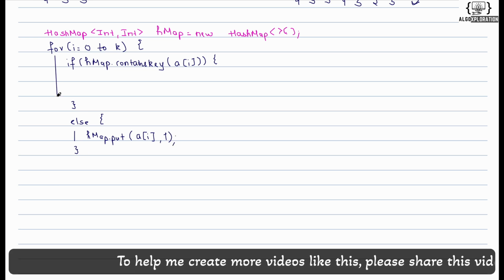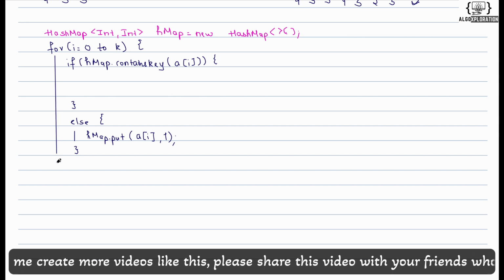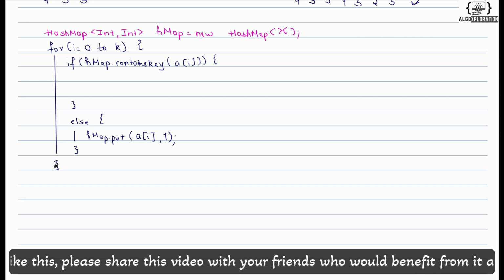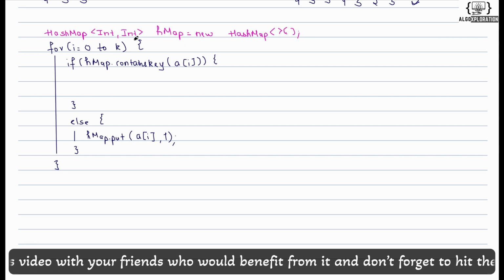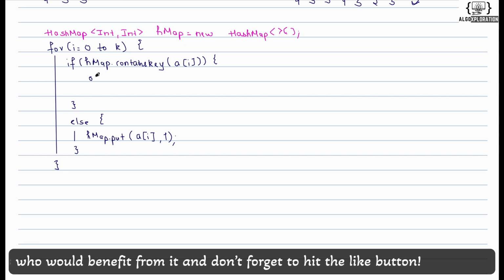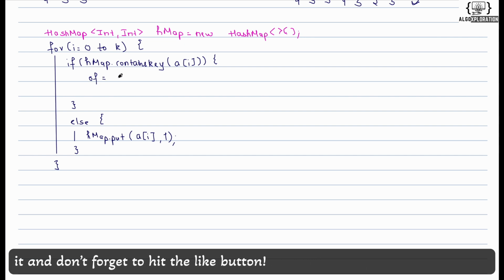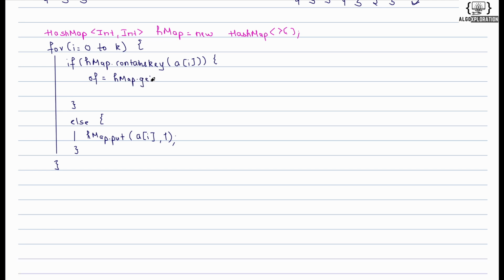But if that element is present in the hash map, then we first need to take its frequency. How can we take this? Simply do old frequency equals hmap dot get key a of i, then increase that old frequency by 1. And after increasing, we also need to put that value again into the hash map.